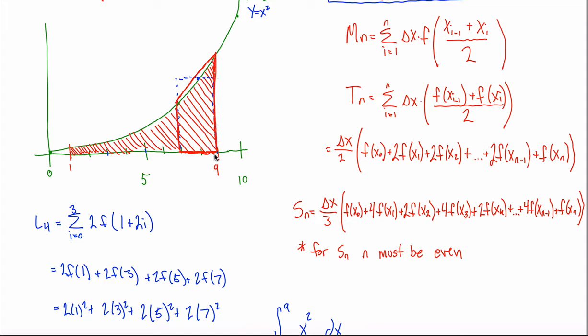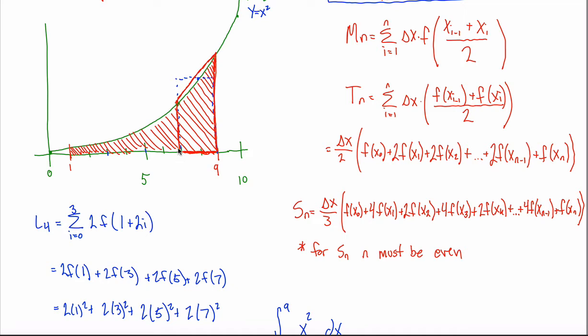So what I'm saying is it's very similar to the midpoint formula. In the midpoint formula, we found the average of the two x values. The average of 7 and 9 gave us 8, and 8 squared gave us 64, and 64 is what we multiplied by delta x. For the trapezoid formula, you find the average of the two y values because you add up the two y values and divide them by 2.